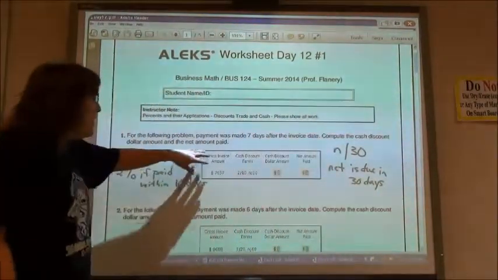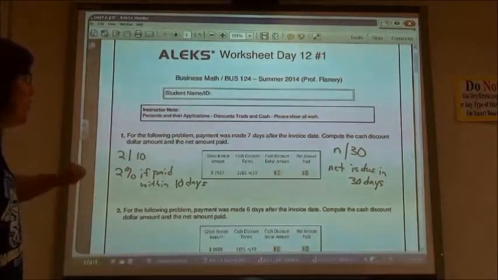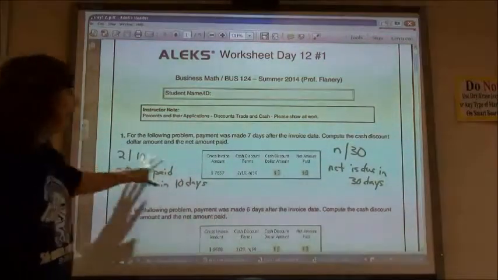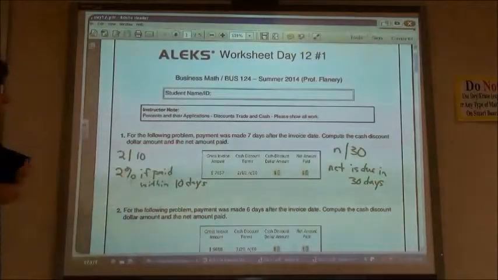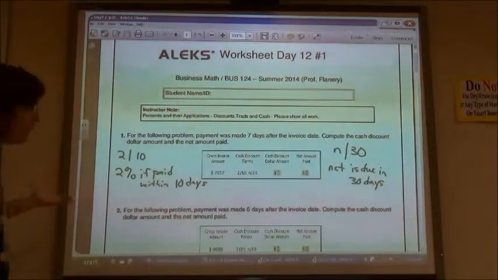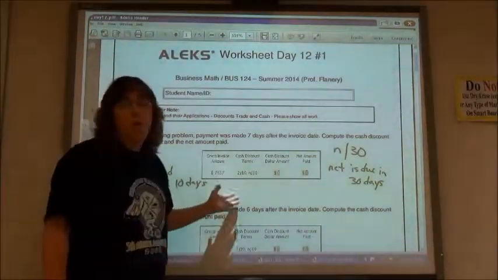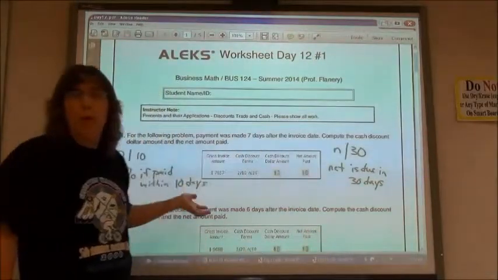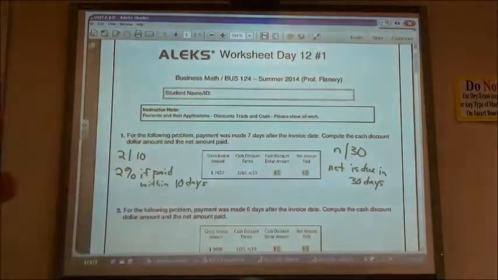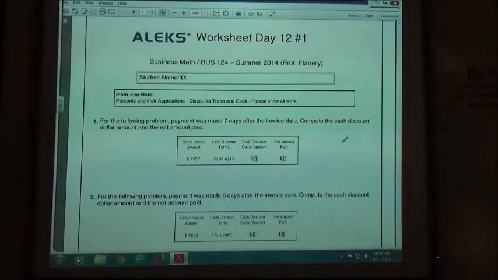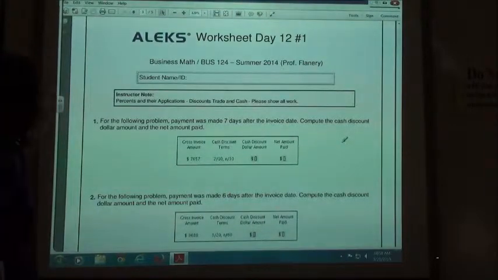And so that amount is due within 30 days of whenever the invoice date is. We don't have an invoice date on this, but we'll have different ones where you have to calculate when the net is due, when the discount date is due. But right now we're just going to calculate the discount. For the following problem, payment was made 7 days after the invoice date. Compute the cash discount dollar amount and the net amount paid.